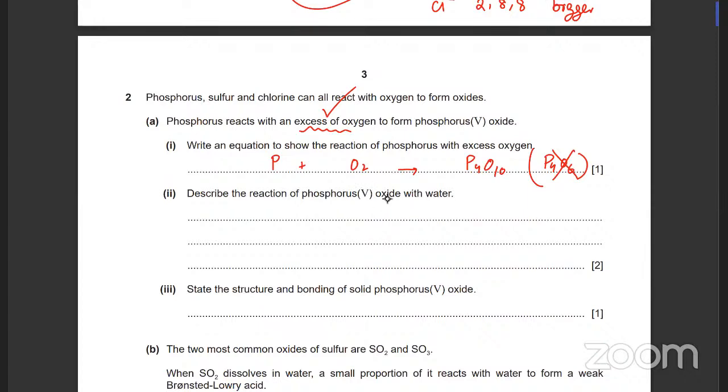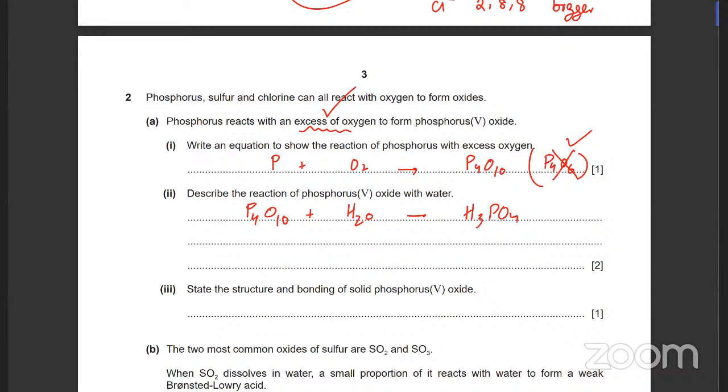So first thing, what happens when P4O10 mixes with water? Phosphoric acid. That's going to be phosphoric acid, H3PO4. Remember, this one forms a phosphorus oxide, so it's going to form an acidic solution.